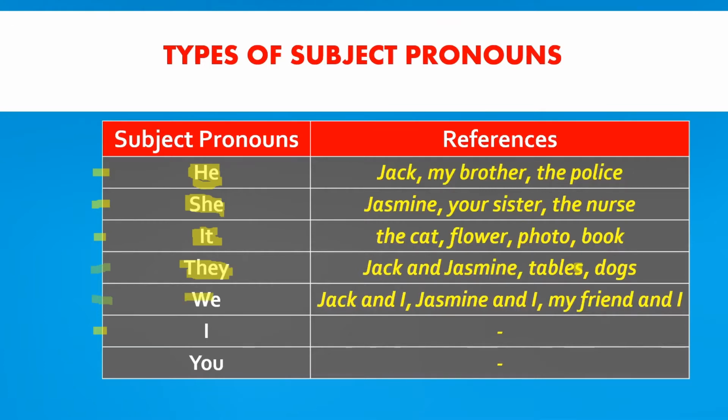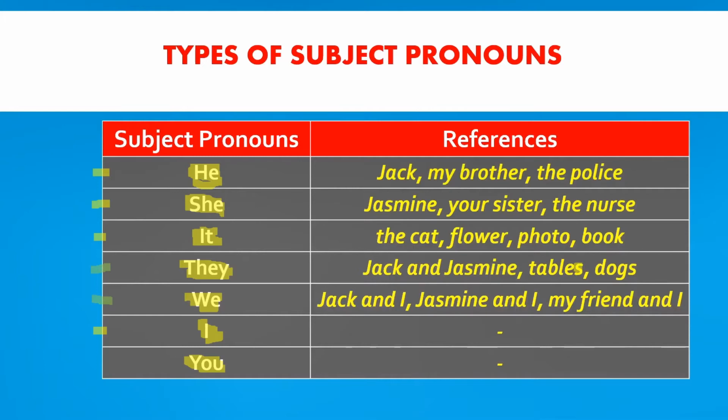It's the same thing with we. We, it means that you, Jack and Jasmine, Jack and I, Jasmine and I, my friend and I. It means you and someone else, more than one. Then lastly, we have the subject pronouns I and you. Okay, for these two, it refers to only you, yourself. But for you, it can refer to you, one person, or you are talking about you to many people. Okay, so that's the type of subject pronouns.